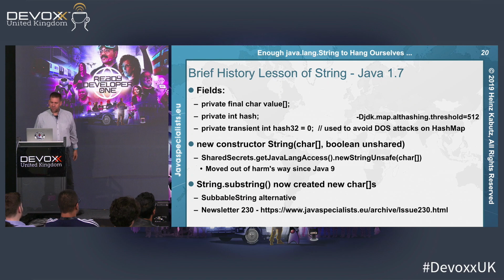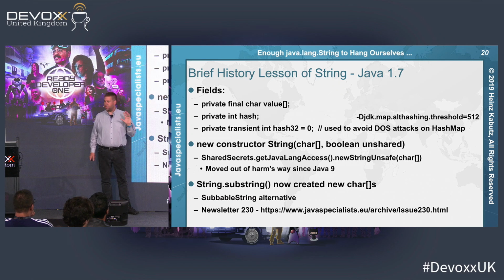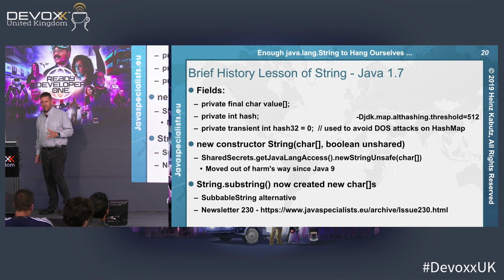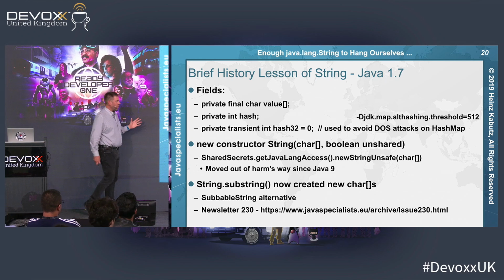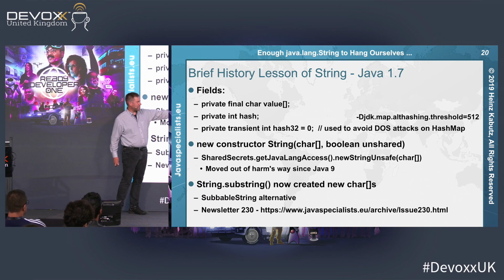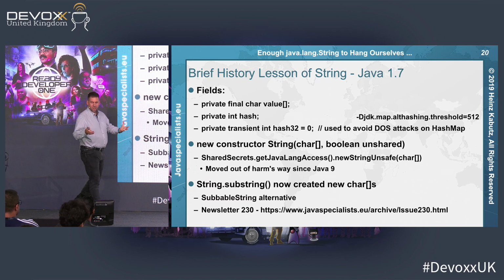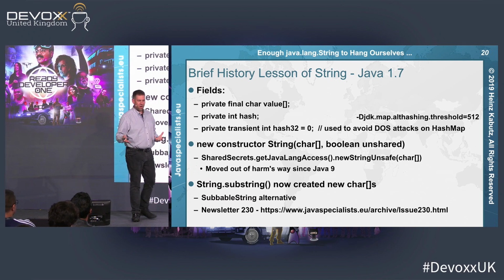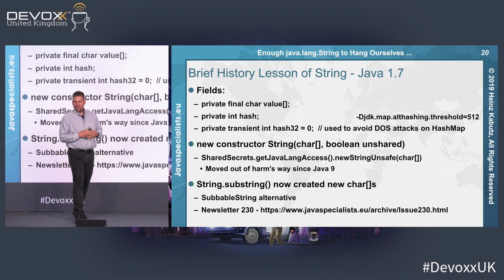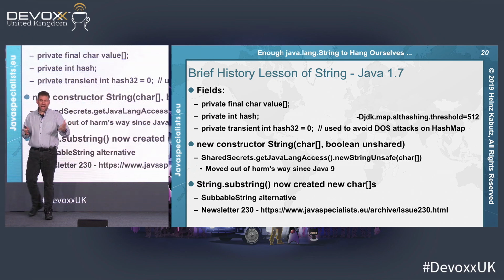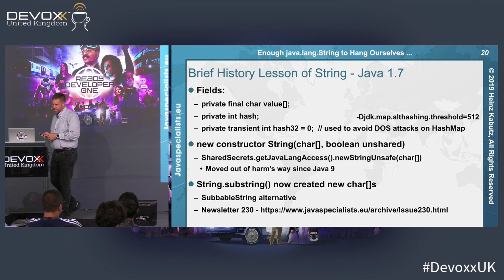A couple of other things in Java 7. They had a funny constructor added where you could pass in a char array and a Boolean unshared, which was actually ignored. So this constructor was called by SharedSecrets.getJavaLangAccess().newStringUnsafe. And what you could do is you could take an existing char array and construct a string with that existing char array. It wouldn't actually make a copy of the char array, right? So, and I know people actually use that in production code. In Java 9, they took away our toys, and I'll explain why in a bit.